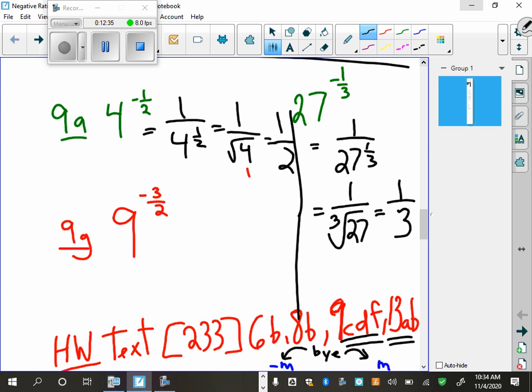Okay, I told you I was going to wait and do that, but that's okay. We have another one. So if you didn't get 9A or 9C correct, go ahead and do 9G, and who cares? We're just learning this. Do 9G. Negative exponent is 1 over the positive exponent.